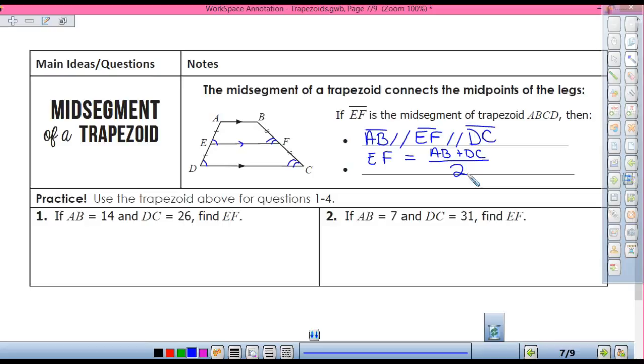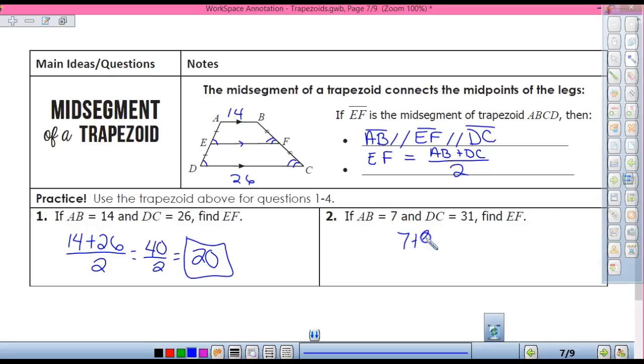Okay, so if this is my picture, AB is 14, DC is 26. I gotta find the mid-segment, so I'm gonna go 14 plus 26 divided by 2. So 40 divided by 2 gives me 20. So EF is going to be 20. Okay, over here, AB is 7, DC is 31. What do I have to do with those two? Add them up. So 7 plus 31 divided by 2 gives me 19.